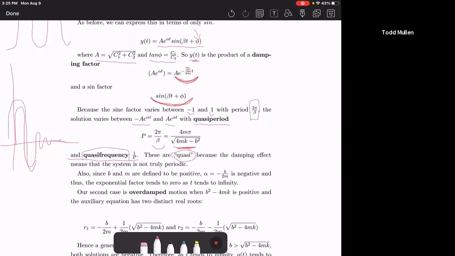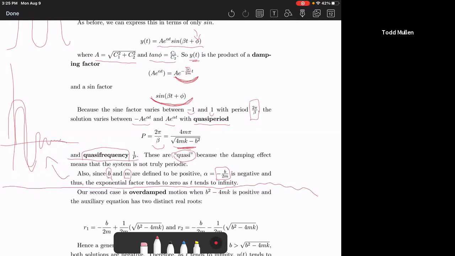Okay. Also, since b and m are defined to be positive, that's our damping constant and our inertia constant, we get that alpha, which is equal to negative b over 2m, must be a negative value. That means that the exponential factor tends to 0 as t tends to infinity. That's kind of our algebraic explanation of what I just showed graphically. And that's the end of this first case. It just gives us an idea of what the solutions look like and what the graph looks like.